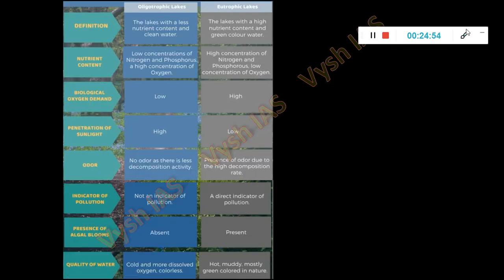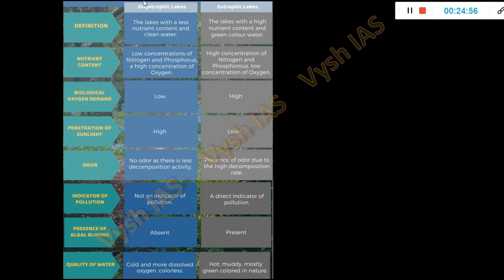I already explained. Now, this is just a chart which I picked up from the internet about the oligotrophic lake and eutrophic lake, which you can answer yourself, but just for your easiness I put a picture. You see here the definition: the lakes with less nutrient content and clean water. Here the lakes with higher nutrient content and green colored water. Then here low concentration of all these things, but high concentration of oxygen. Okay, because it's clear water, more oxygen will be there. Here it is high concentration of fertilizers and all these things, but low concentration of oxygen. Then biological oxygen demand, I told you, here low, because there is not much demand for oxygen. We have enough oxygen, but here the demand is high, so high biological oxygen demand.